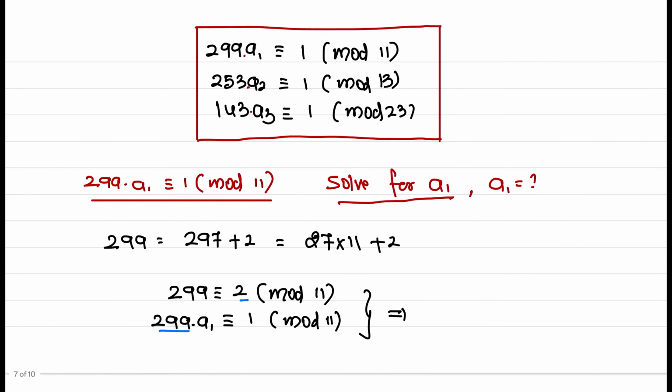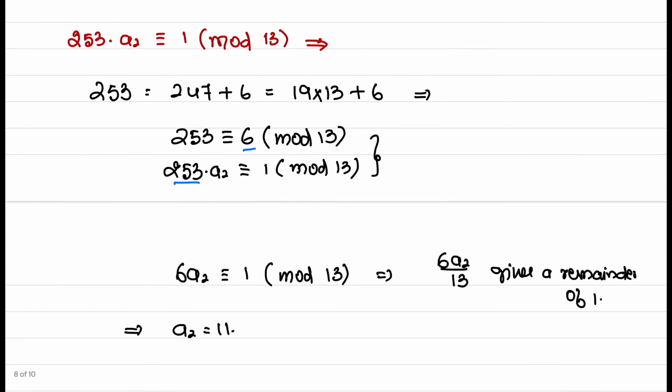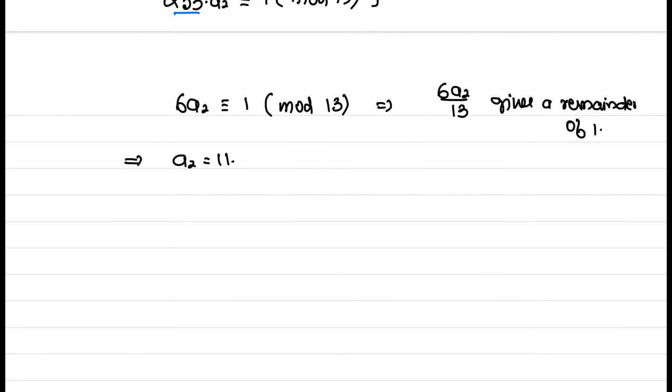Next, 143A3, we will take that. 143 into A3 equivalent to 1 mod 23. Now, how do you write 143 in terms of mod 23?